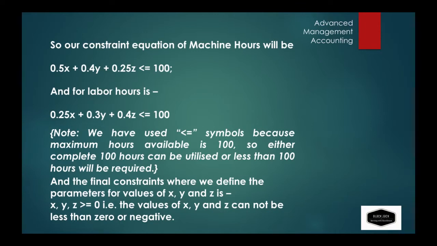And the final constraints where we define the parameters for values of x, y and z is that x, y and z are more than equal to 0. That is, the values of x, y and z cannot be less than 0 or negative.